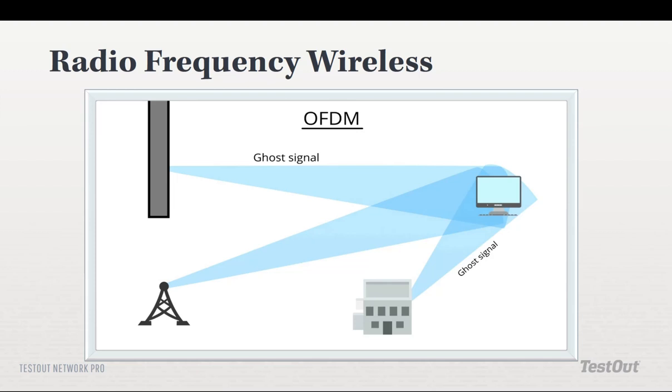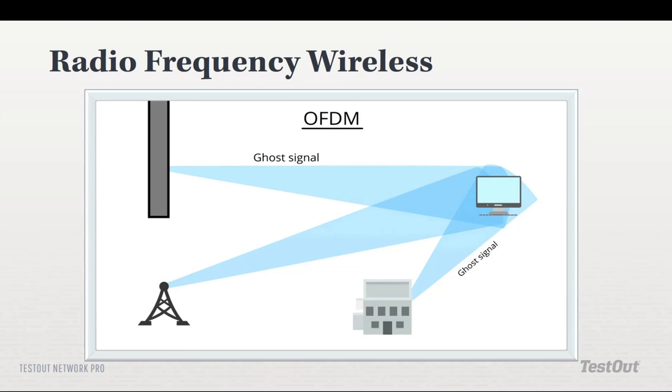So now we have an optional orthogonal frequency division multiplexing. Try to say that. That's really challenging. You can see in this slide over here, you have a computer, and radio frequency is bouncing off of walls, and sometimes it's called a ghost signal, which is really nothing more than a duplicate of a signal, but it's just delayed a little bit.